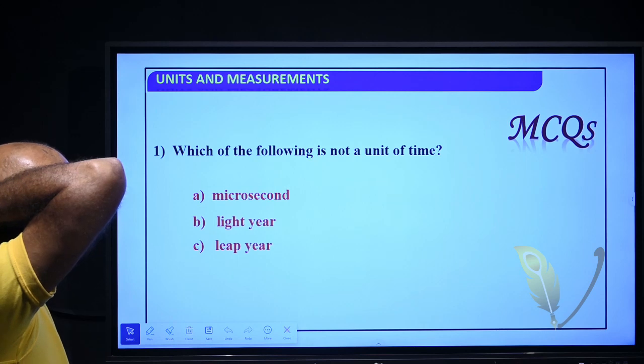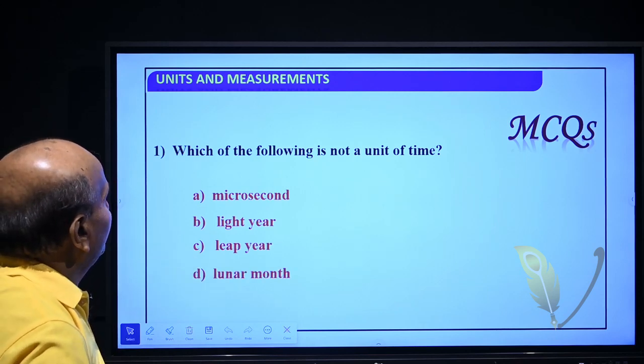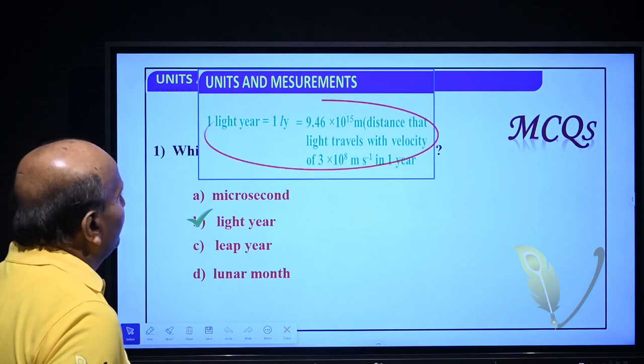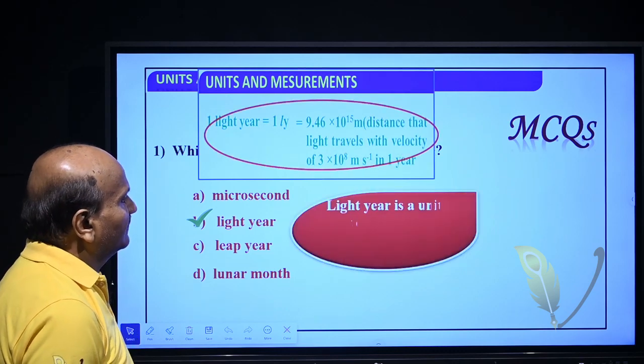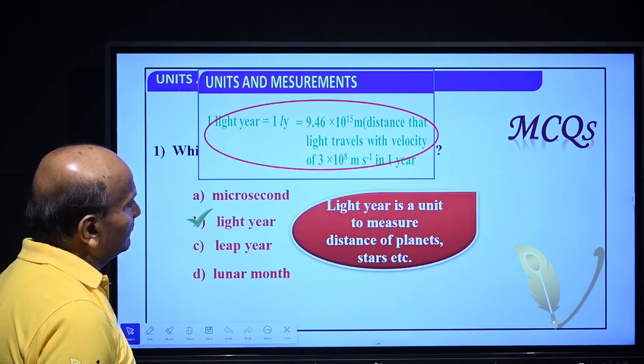MCQ question. Which of the following is not a unit of time? Microsecond, light year, leap year, lunar month. The answer is light year, because it is a unit of measurement of distance. It is the distance travelled by light in 1 year.